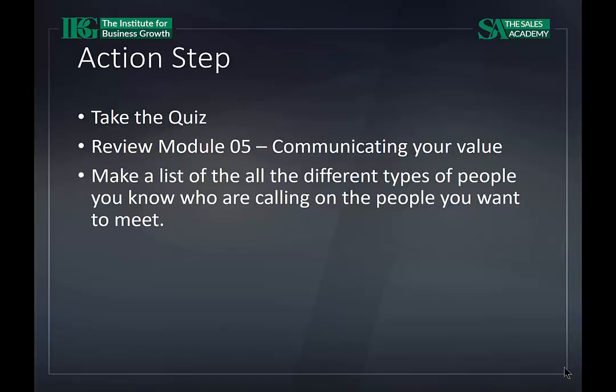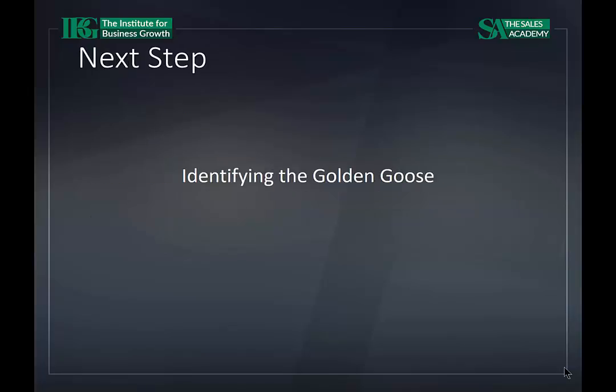And then make a list of all the types of people who you're calling on and see who knows those people. I call that the center of influence, and that's what we're going to talk about in the next module. How do you identify that golden goose that can keep on giving referrals?